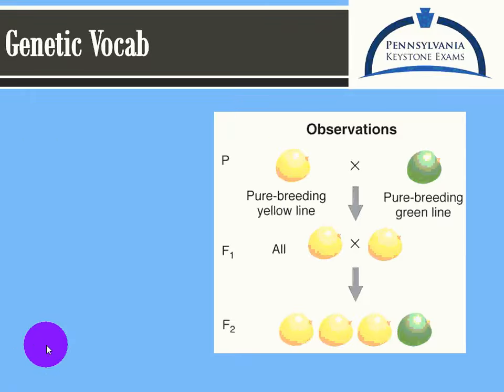When we are talking about these plants, or peas, or any organism, whether it's cows or horses or whatever the case may be, we have ways of describing the different generations. So we have P for the parental generation. That is the first generation that we're observing.